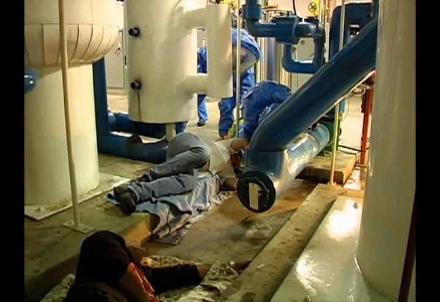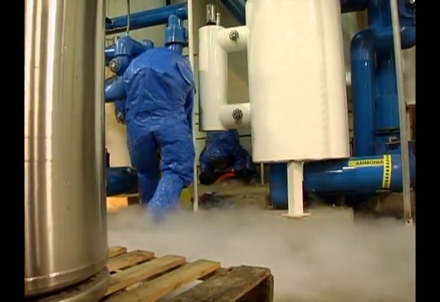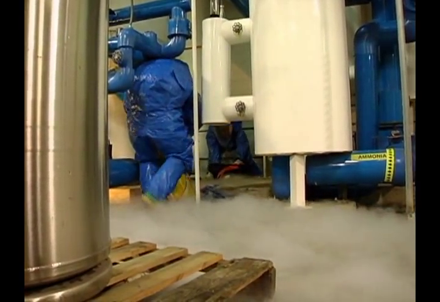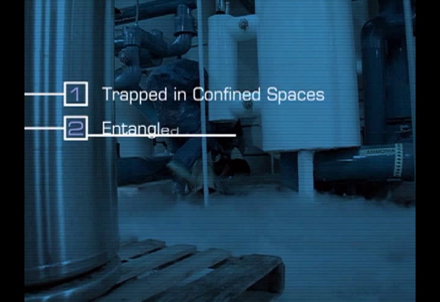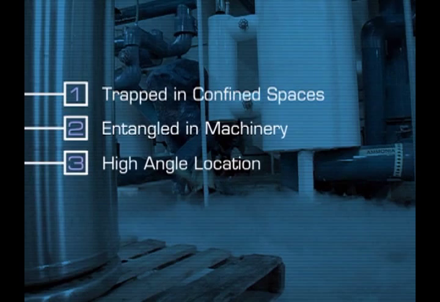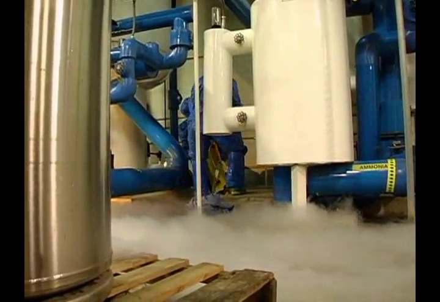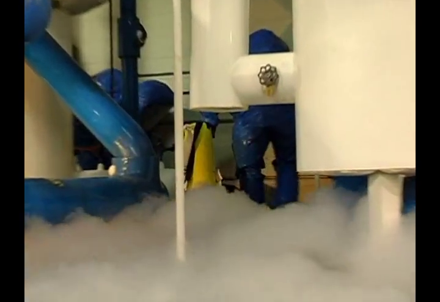Physical hazards are also a concern in hazmat incidents. In a facility, specific types of physical hazards should be taken note of. If victims are trapped in confined spaces or under objects such as barrels, entangled in machinery, in a high-angle location, or in an unstable work area, you must perform a risk-benefit analysis before going in.